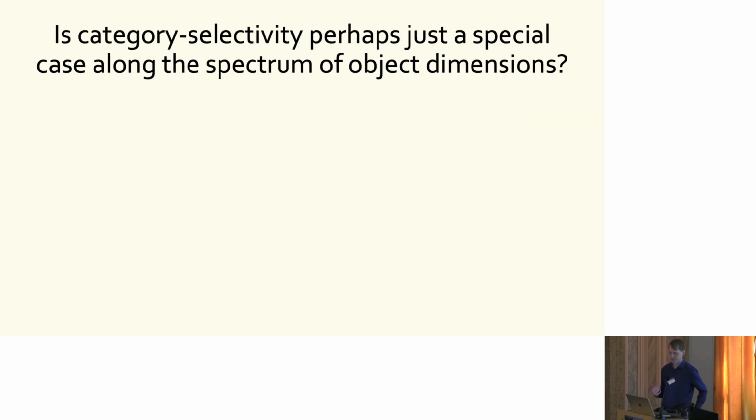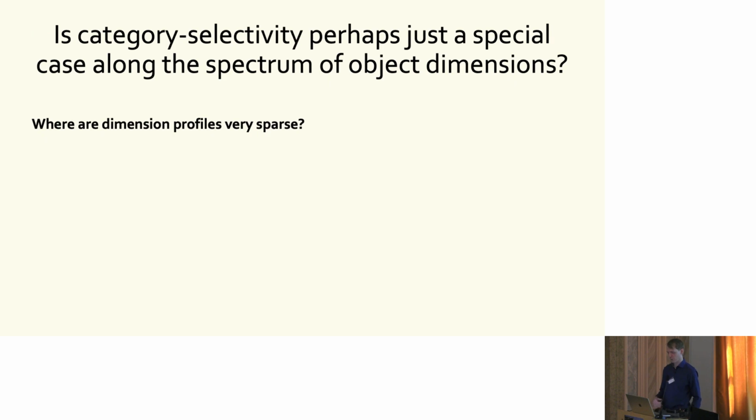Okay, so you may ask, well, wait a second. Is it actually possible that within this dimensional framework, category selectivity is just maybe a special case along this spectrum of dimensions? Is it possible that for category selective regions, of course, you have a response only to very, very few dimensions, because a face selective region should only be responding to faces specifically, or mostly to faces, but not to a lot of other things, whereas other regions maybe have a much more mixed selectivity.